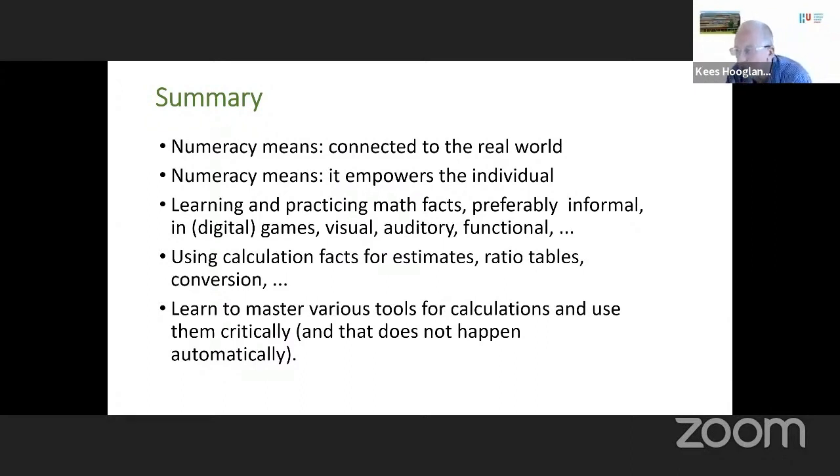It means it must empower the individual. It is not for selection. It is not to give them math anxiety. It should empower the individual.